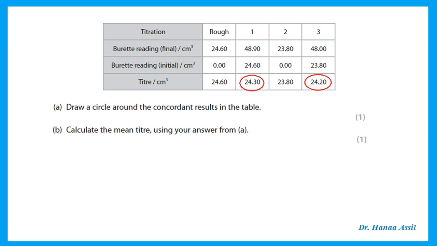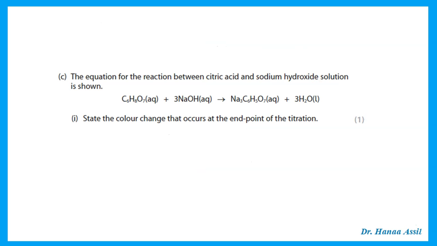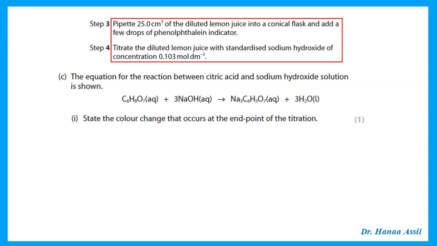So when we calculate the mean titre, I use the ones that are concordant. We add them, divide by their number. So this is the mean titre for this titration. The equation for the reaction between citric acid and sodium hydroxide is shown. State the color change that occurs at the end point of the titration.